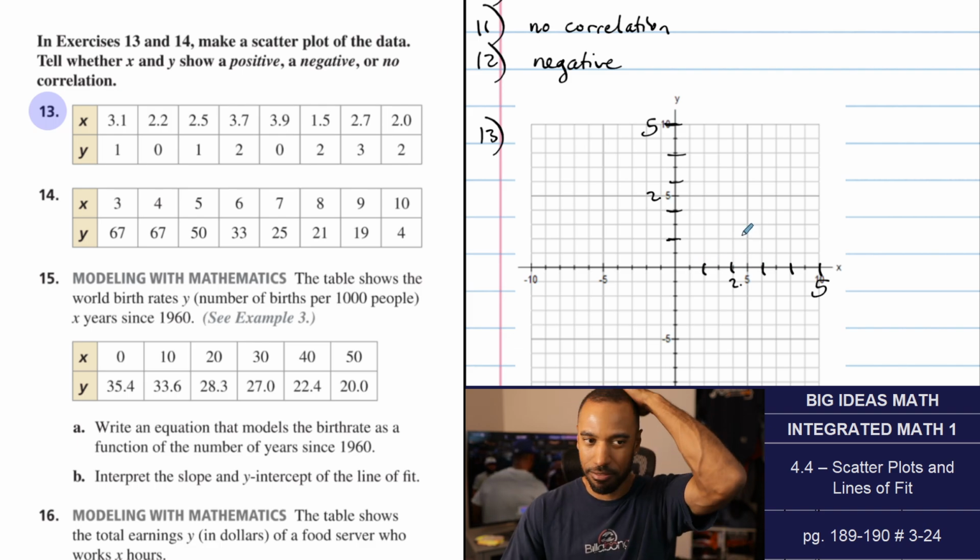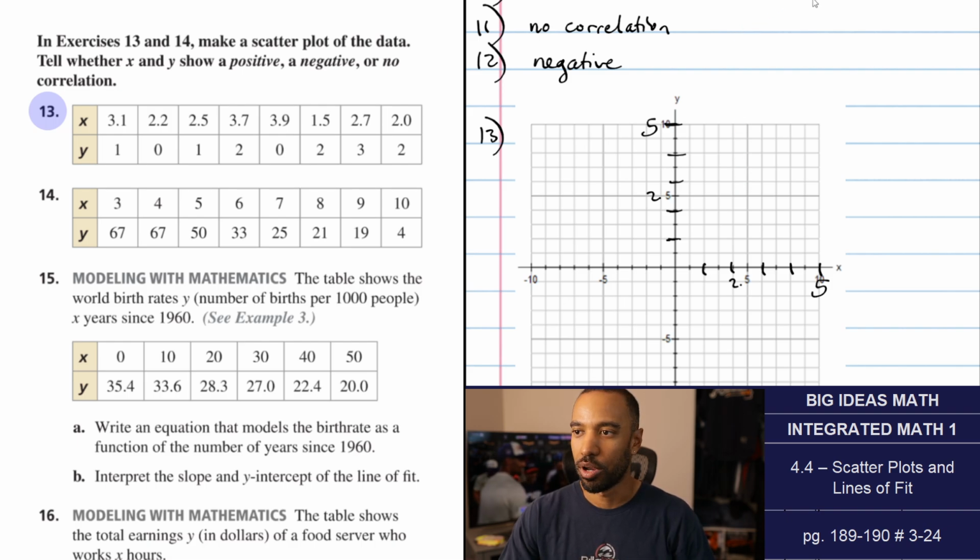Okay, so we have x is 3.1 and y is 1. So here's 2.5, right? 3.1 is right there. Remember, y is 1 is right here. So I'm going to do that. Let's see. I guess that's decent enough. Next, y is 0 and x is 2.2. So 1, 2, 2.2, and 0.